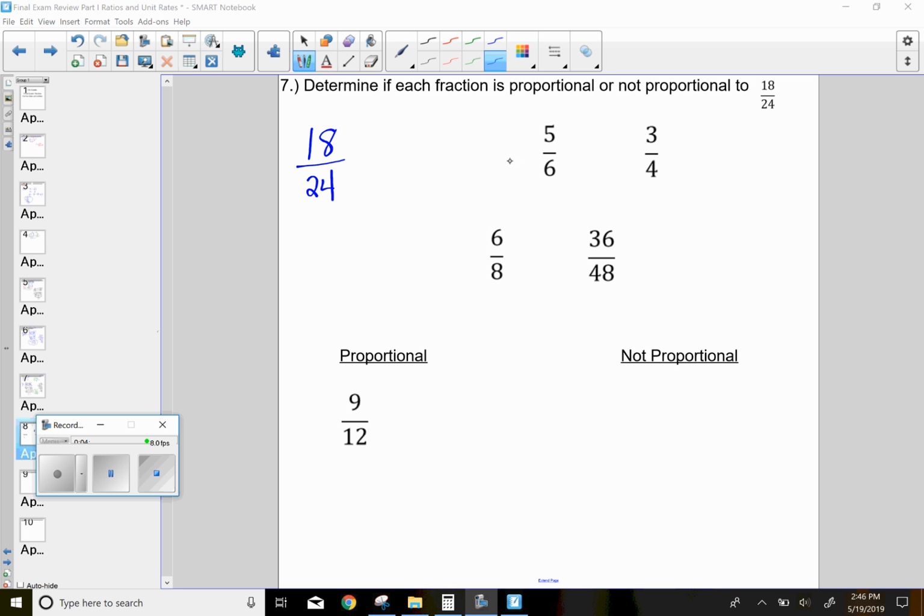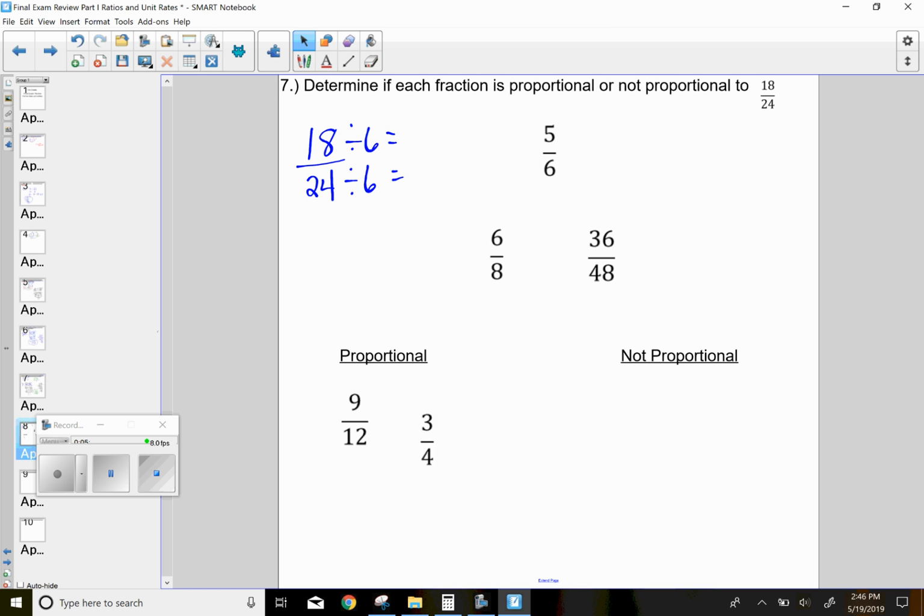Now we're looking at whether 18/24 will be equivalent to any of these 4 remaining pieces. I'm going to go through them first so that I can recognize right away. I know that 18 divided by 6 is 3, or 3 times 6 is 18. So I'm going to divide by 6 to get 3. And if it's equivalent, I take the same number: 24 divided by 6 is also true, equal to 4. So I can say 3/4 is another one that's proportional.